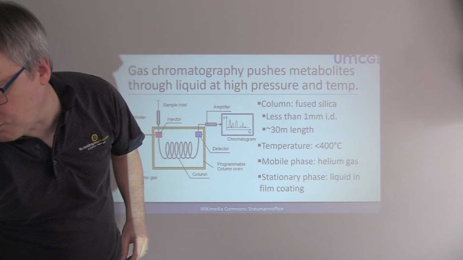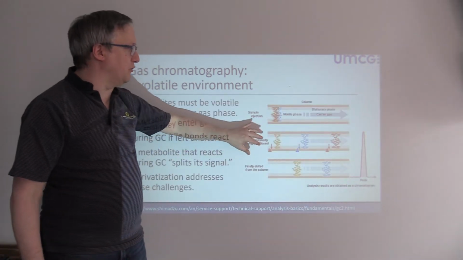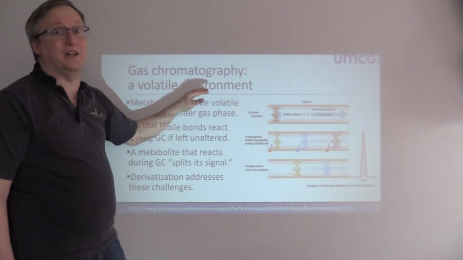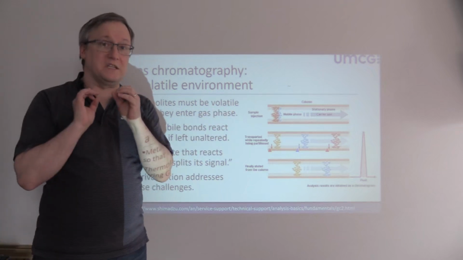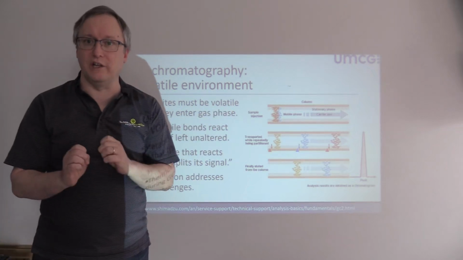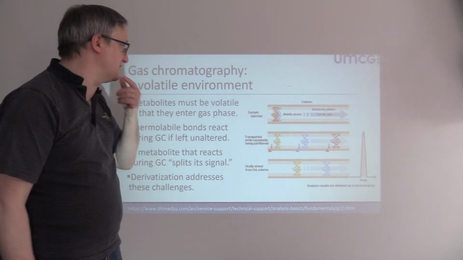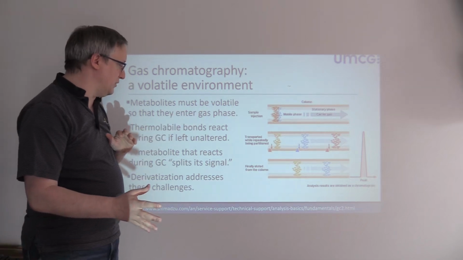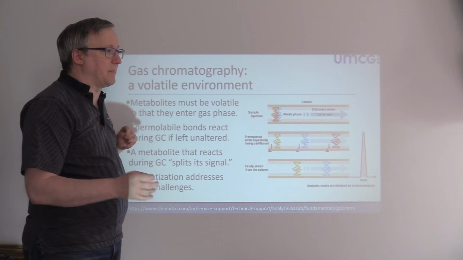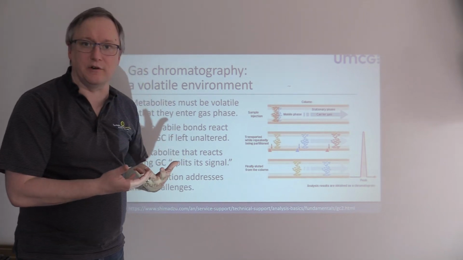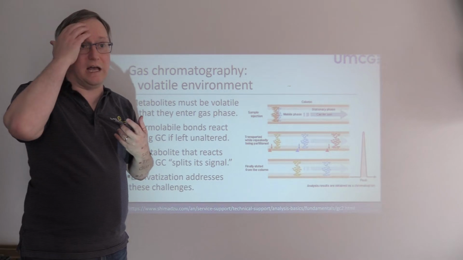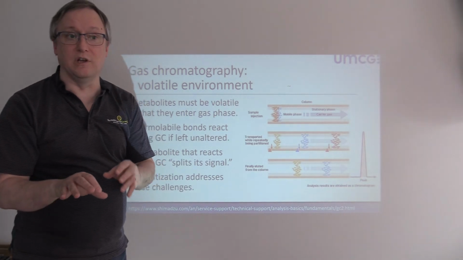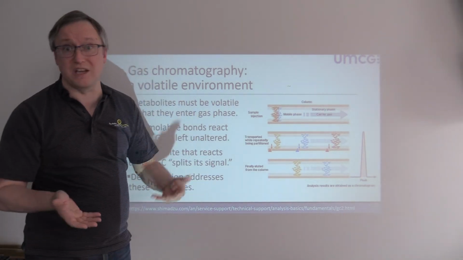Okay, so from there, we can start thinking about what the environment is like inside a gas chromatography. So we call it a volatile environment because literally we're expecting our metabolites to be volatile in nature. They need to enter the gas phase. So when they're in this gas phase, the stresses that they're under require that these metabolites be altered in some ways to reduce the amount of chemical interaction that they experience with their environments and with themselves.